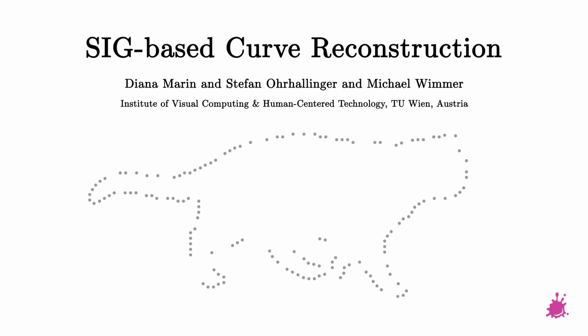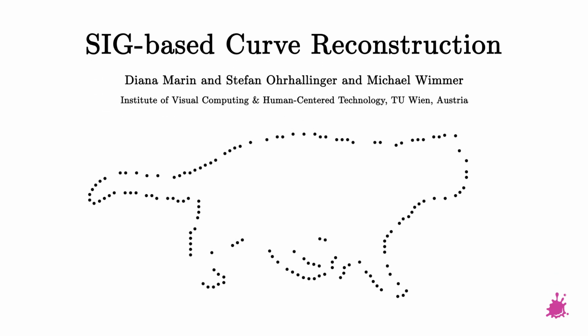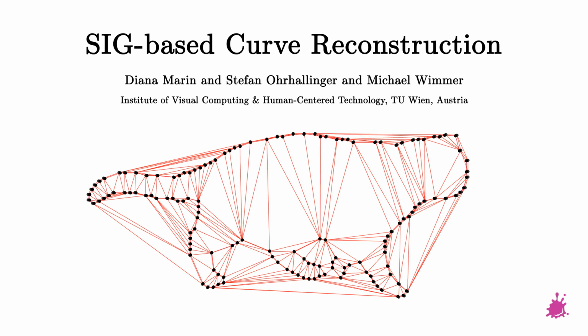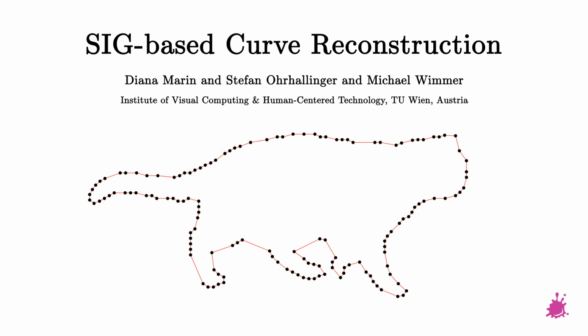Reconstructing a curve based on given samples with no additional information other than the position is difficult, considering that no connectivity information is present. The reconstruction usually implies generating a graph on the input points and choosing specific edges to recreate the connectivity. We introduce a new method for curve reconstruction based on a combination of Delaunay triangulation and the spheres of influence graph, which is also known as SIG.